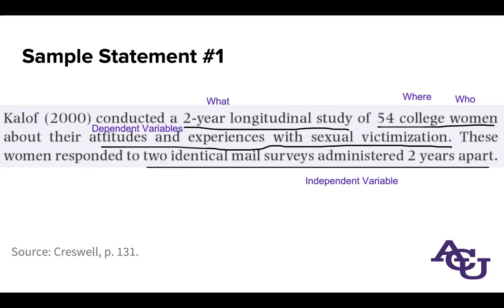Okay, so what's being tracked? Attitudes and experiences with sexual victimization. These women responded to two identical male surveys administered 2 years apart. So if you're having trouble identifying what's the independent variable, I would say ask yourself the question, what would you as the researcher be changing? In this case, the researchers are administering the same identical survey, but they're doing it 2 years apart. So what they're doing is they're changing the time that they're asking. Hence, that's the independent variable.